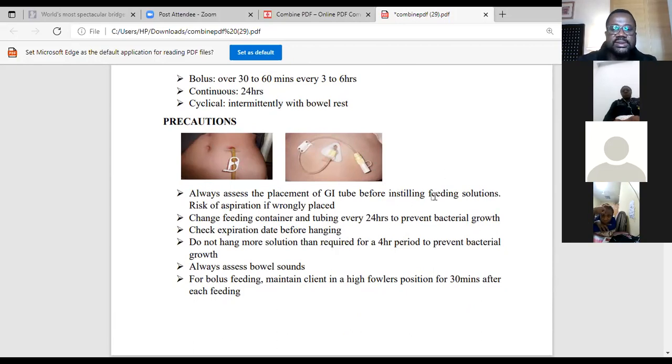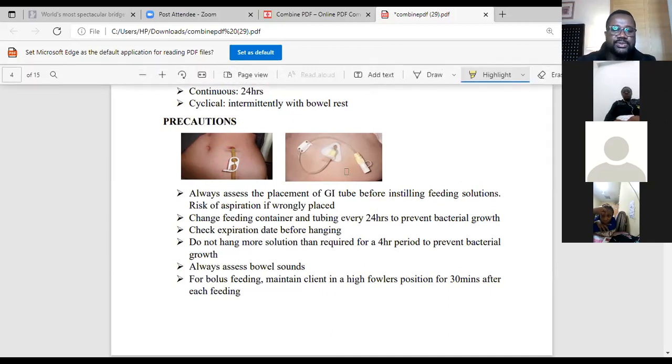Depending on your facility, you may clean it twice a day, and you check for the coloration on the stomach side. Is it pink? Is there some discharge coming from there? What's the color of the discharge? Because you have to report that. So you always assess the placement of the tube before instilling feeding. These are some of the precautions you always have to take, because this can risk aspiration if the tube is wrongly placed.